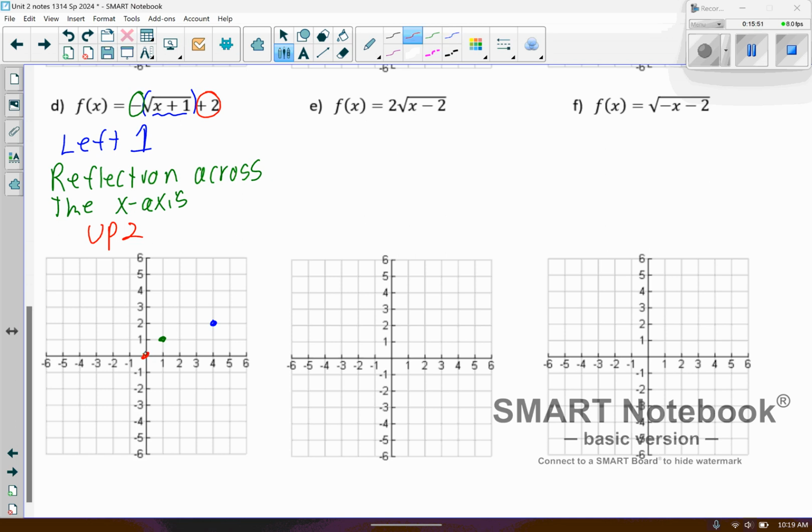So we're going to start by going left 1, okay? Reflect across the x-axis. Well, I'm currently on the x-axis, so nothing happens. And then go up 2 spots. So that red point actually ends up right there.